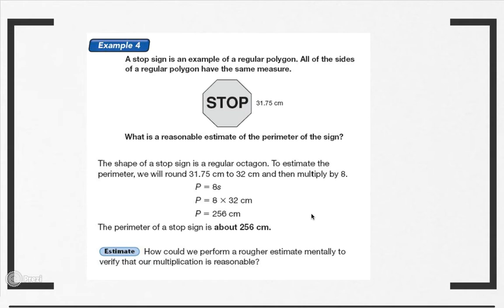Okay, so a stop sign is an example of a regular polygon. All the sides of this regular polygon have the same measure, which is 31.75. What is the reasonable estimate of the perimeter of the sign? Well, we're going to round this to the next whole number, which is 32. And we are going to multiply it by 8. So 8 times 32 equals 256. The perimeter is all the way around. We round up because it's 0.7. So it's 256 centimeters, because our unit of measure is centimeters.